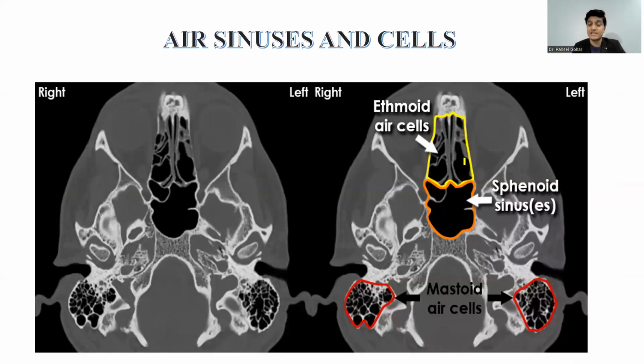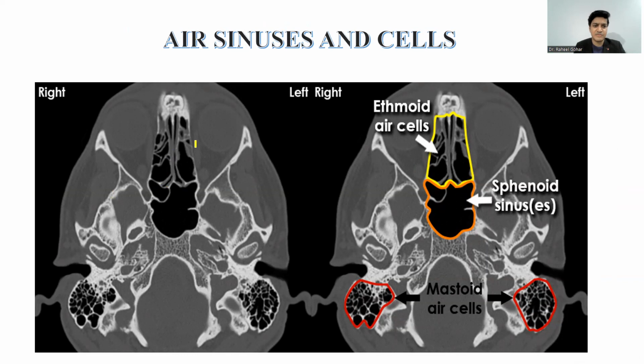Now, the air sinuses are in the cells. So basically, there are certain bones which are pneumatized, meaning they have got air sinuses inside them. So what are these bones? It's the frontal bone. The frontal bone contains the air sinuses. The sphenoid bone contains the sphenoid sinus, and the petrous bone contains the mastoid air sinus, the mastoid air cells.